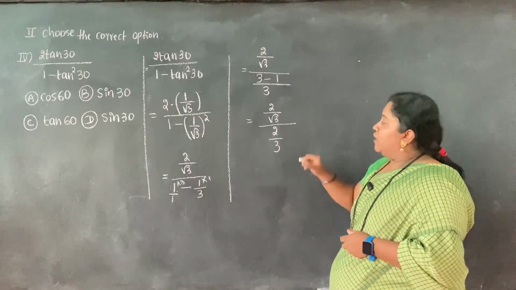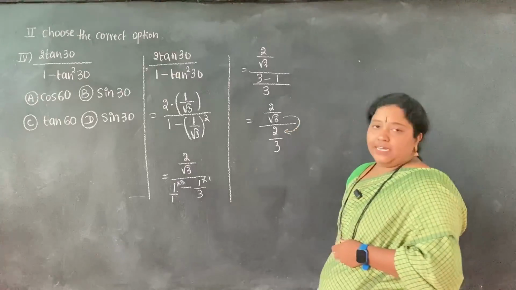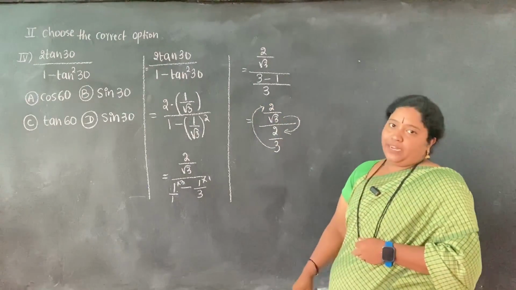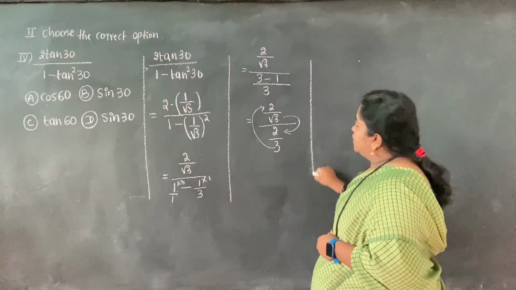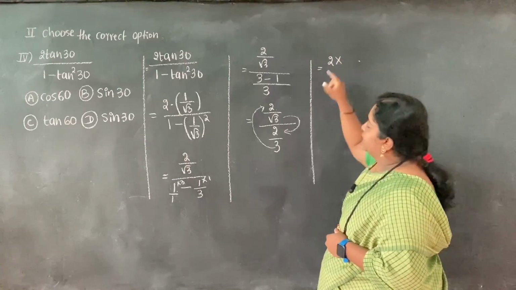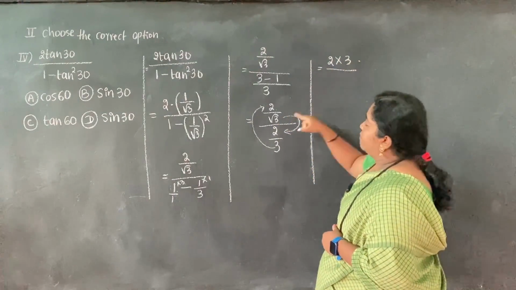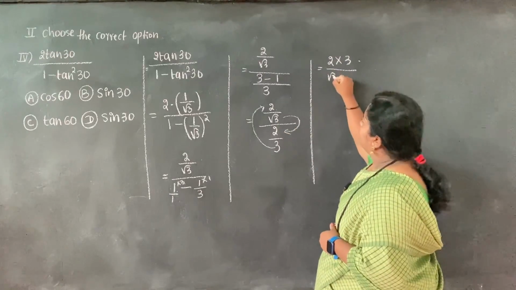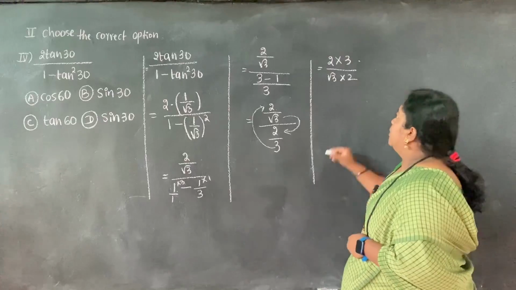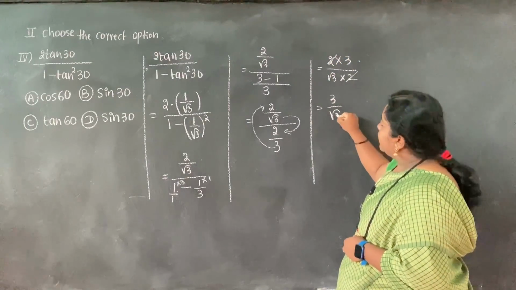I told you the numerator's denominator will come to the denominator, and the denominator's denominator will go to the numerator. So what will the simplification become, dears? This 2 will remain in the numerator and 3 will go to the numerator, whole divided by root 3 coming to the denominator, and 2 is already there in the denominator. Understood? See, 2 got cancelled. I am left with 3 divided by root 3.